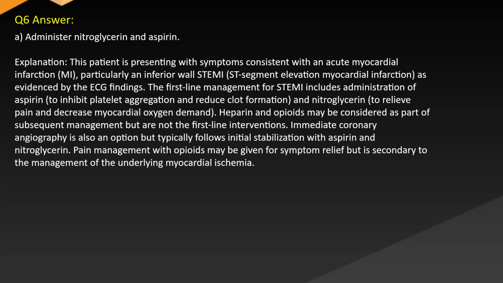Heparin and opioids may be considered as part of subsequent management, but are not the first-line interventions. Immediate coronary angiography is also an option, but typically follows initial stabilization with aspirin and nitroglycerin. Pain management with opioids may be given for symptom relief, but is secondary to the management of the underlying myocardial ischemia.